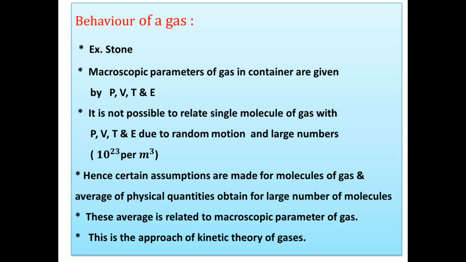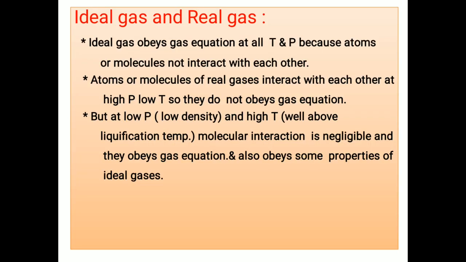This is the approach of the kinetic theory of gases. This kinetic theory was developed in the 19th century by Maxwell, Boltzmann, and others. It gives a molecular interpretation of pressure and absolute temperature of the gas, and it is consistent with experimental results and verified by gas laws, and it correctly explains specific heat capacities of many gases.